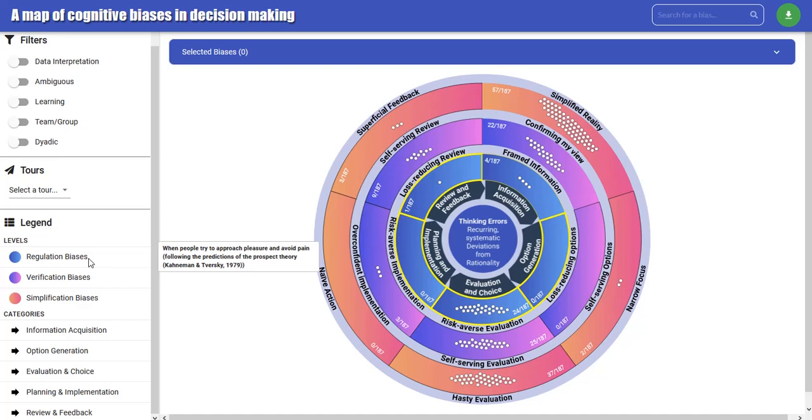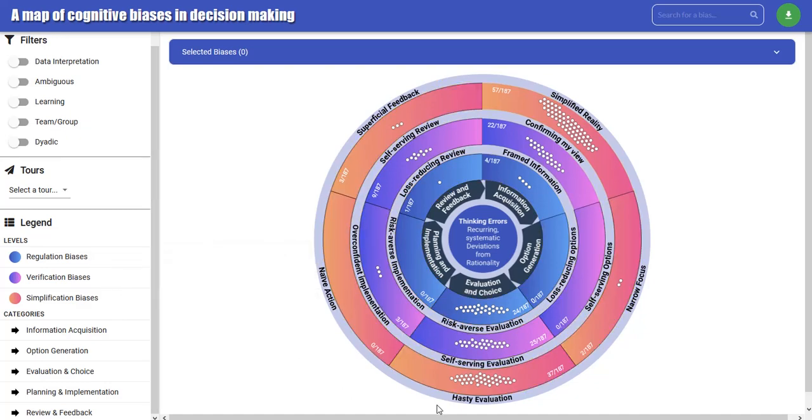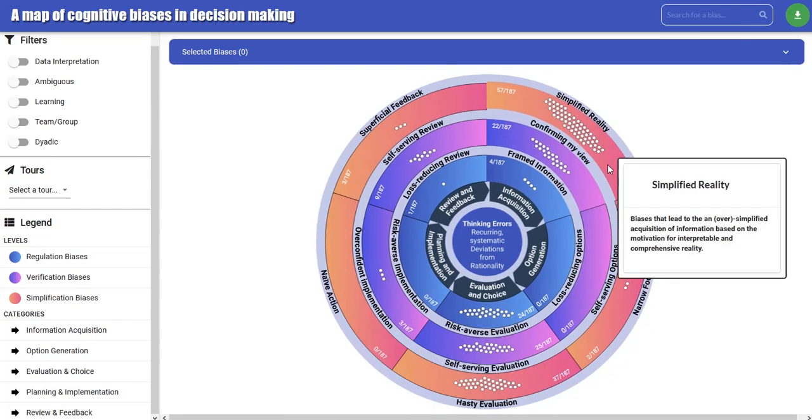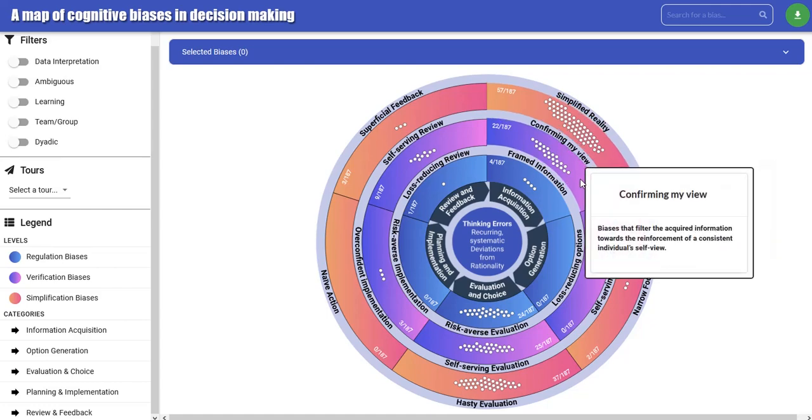The combination, the 3 levels and the 5 categories, lead to 15 ideal types, which are shown by this picture. 15 ideal types helping you to understand what may flaw your decision-making process and also help to classify the specific biases. By, again, mousing over the picture, you find some details about these 15 ideal types. The name, in this case it's simplified reality, and a short description of what kind of biases are classified in this specific area of our map. You find that for all of the 15 types.